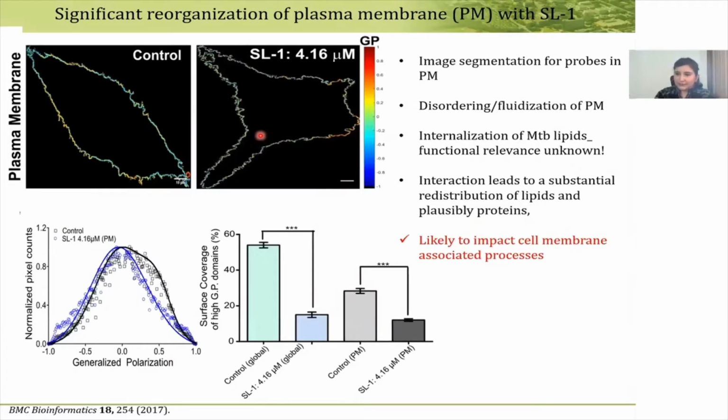Then what we did next was that the images I showed you had information about all the membranes, not only the plasma membrane but also internal membranes, because this dye is capable of internalization. So using the same method, we did an image segmentation, wherein we only look at the plasma membrane of these cells with and without this exogenous lipid molecule. And what we were able to see is that in addition to the global fluidization effect, the plasma membrane, although less, also shows a similar remodeling by this mycobacterial glycolipid.